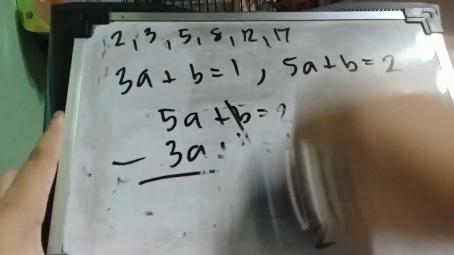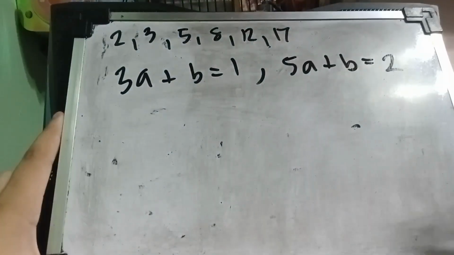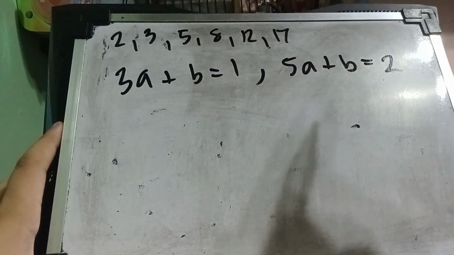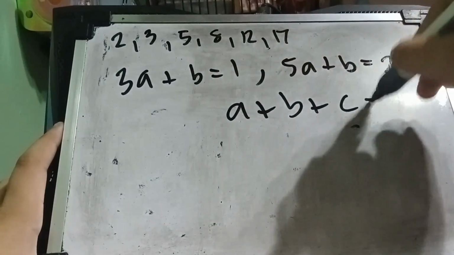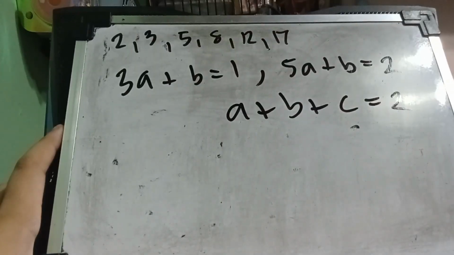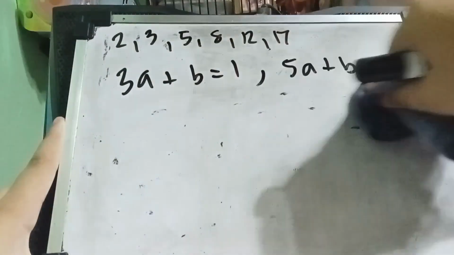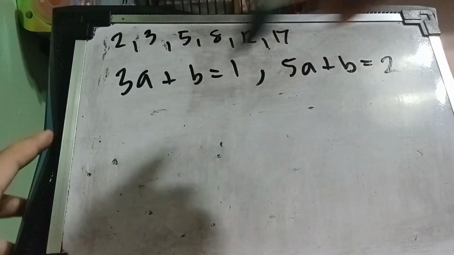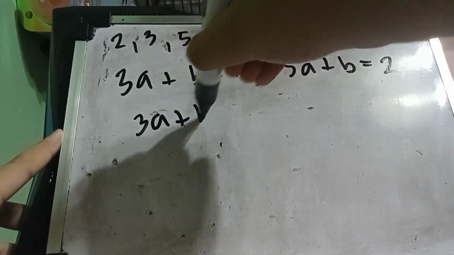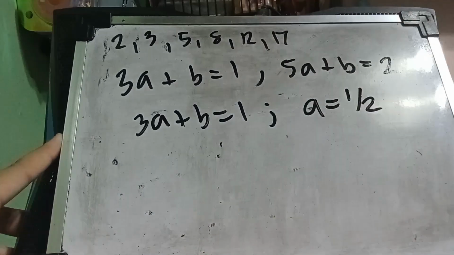Now that nakuha na natin si a, kukunin natin si b. Of course, di natin pwedeng gamitin yung a plus b plus c is equal to 2 kasi may c siya. Bawal yan. Dito lang tayo sa mga reduced natin na equation, which is equation 4 and 5. Mamaya na si c, equation 1, 2, and 3 pwede ka na doon. So, piliin natin yung pinakamadali: 3a plus b is equal to 1 and a is equal to 1 half.